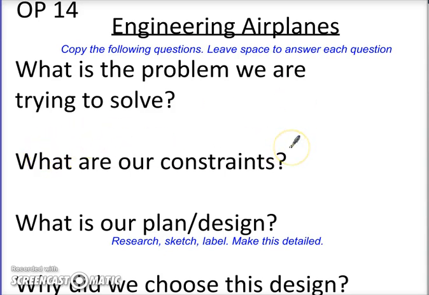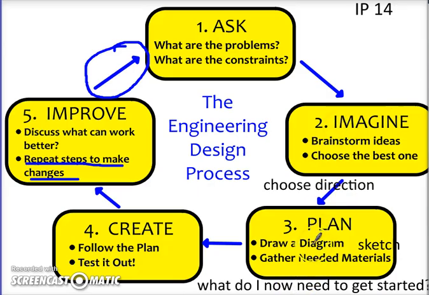Number 2, what are our constraints? You have to start talking with your group. What are our limitations? What do we have to do? What do we have to work with? How much time do we have? What are our materials? Those types of things. And then question 3, you're going to start the imagining and planning part of the design process.